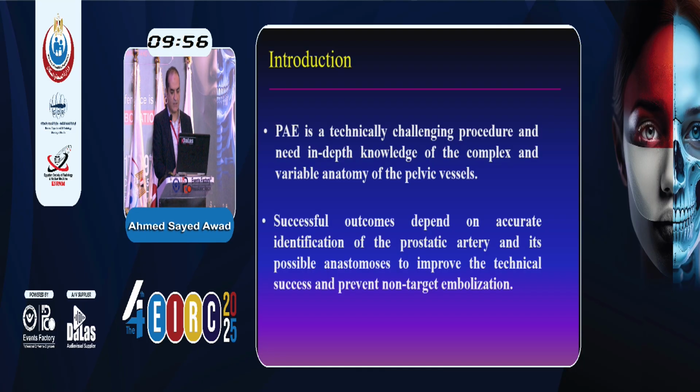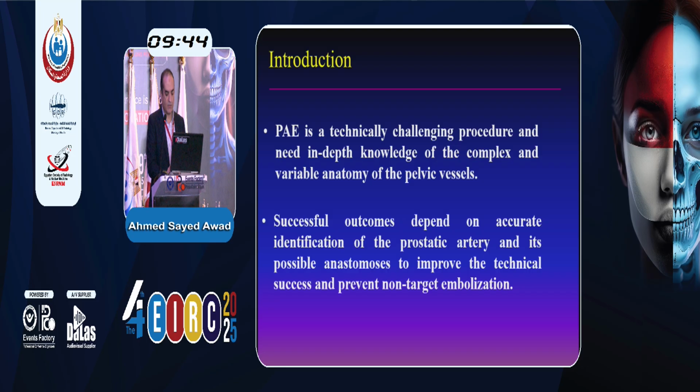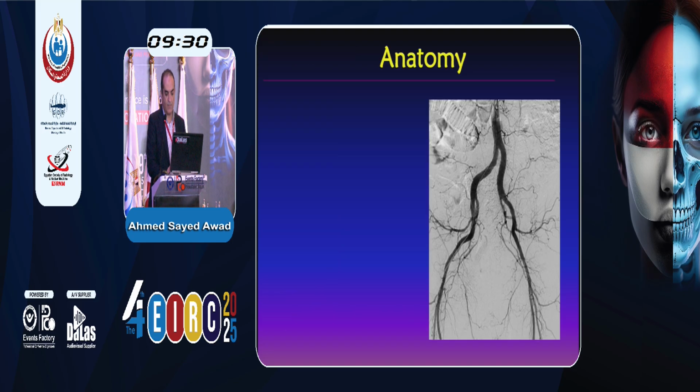Prostatic artery embolization is a technically challenging procedure and needs in-depth knowledge of the complex and variable anatomy of the pelvic vessels. Successful outcomes depend on accurate identification of the prostatic artery and its possible anastomoses to improve technical success and prevent non-target embolization. It is not as easy as it looks, but it could be easy with proper technique, knowledge, and planning of the technique itself. The anatomy of the prostatic artery starts from the aorta and ends with the terminal branches of the prostatic artery within the prostate.